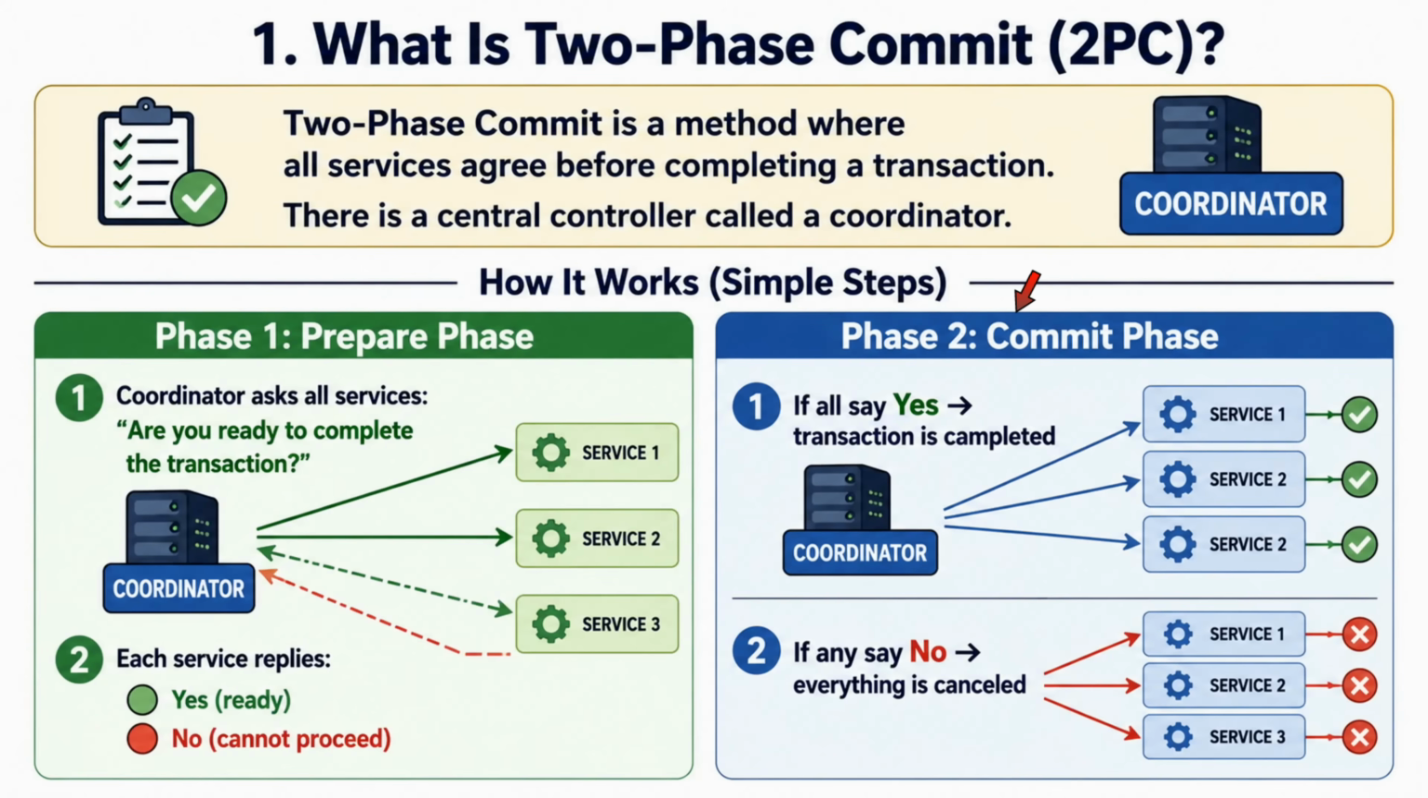Phase 2, commit phase. If all services say yes, the transaction is completed. If even one service says no, everything is cancelled. So all services must agree before anything is finalized.